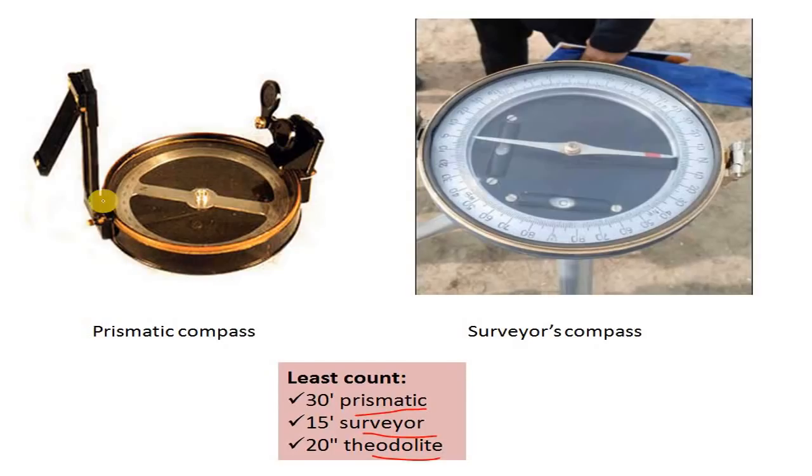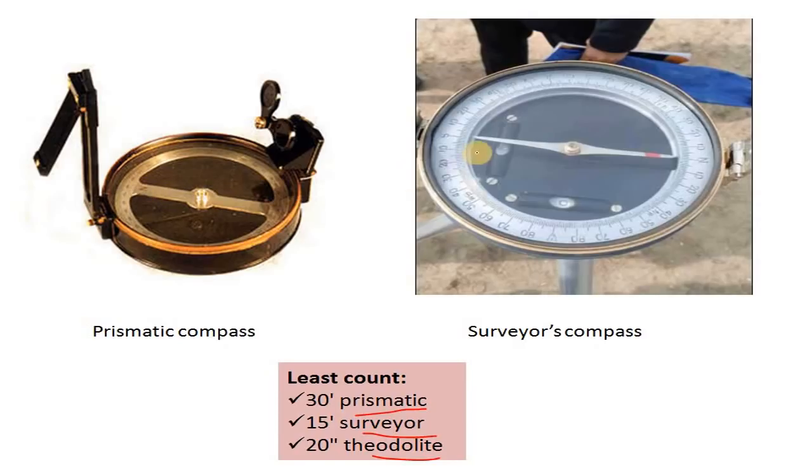If you move the compass, in the prismatic compass the needle will not move. It will remain fixed in the magnetic north and south direction only. The compass will be moved, but in the surveyor compass, if you turn it, the magnetic needle is fixed in the north-south direction, but the circular ring, this graduation, is moved with the box because it is attached with the box. Also, in the prismatic compass, the magnetic needle is of the broad type.